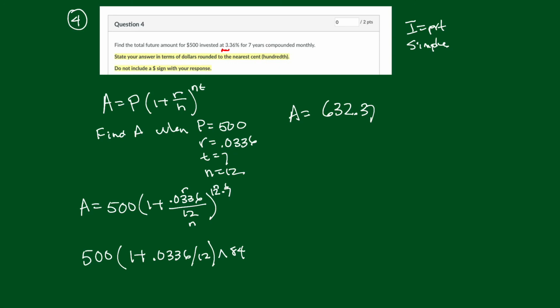Okay, so let's see. I'm just checking over my work. It looks like it's okay. So if we borrow $500 at 3.36% interest compounded monthly, 7 years later, we will have $632.37. And finally, we get to number 5. This says find the simple interest. As soon as I see this, I'm thinking I equals PRT. That's the simple interest.